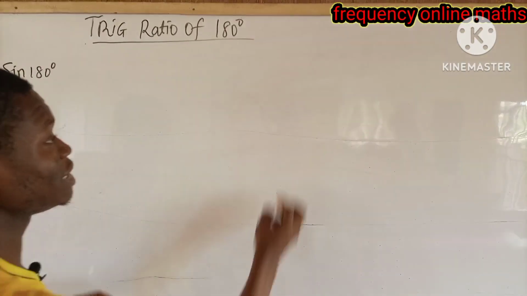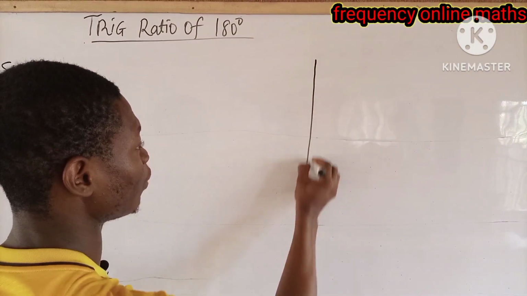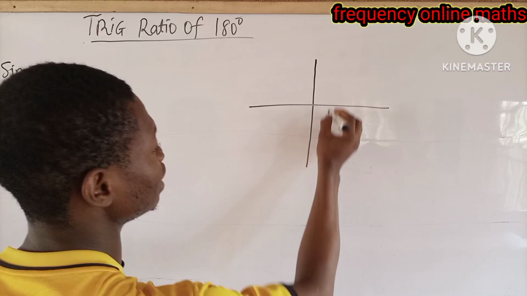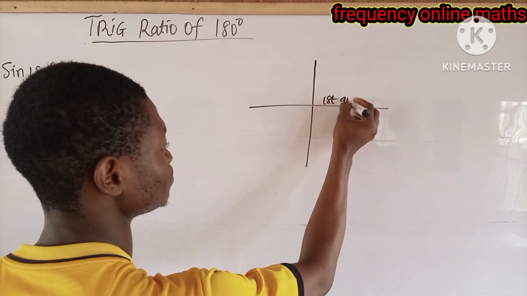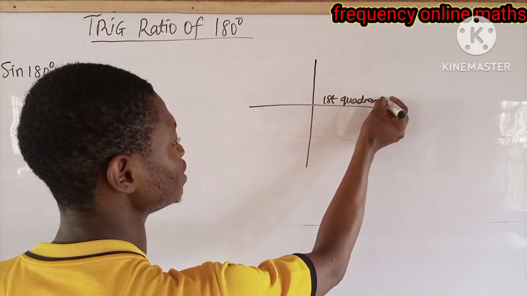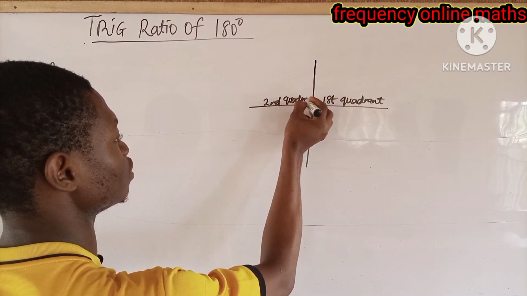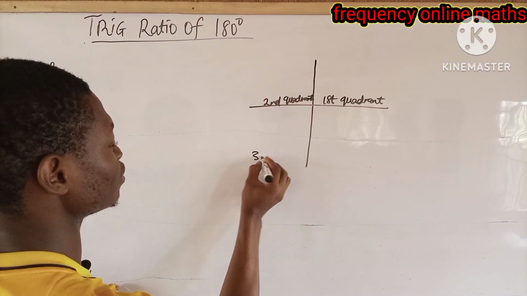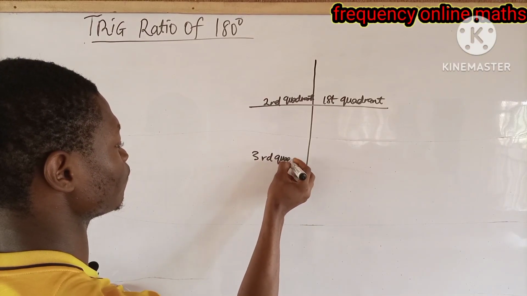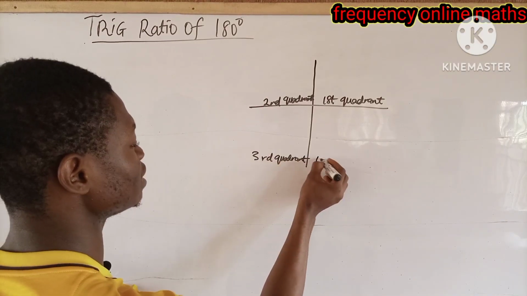To find this sine 180 degrees, we are going to draw our y and x axis. This place is the first quadrant. This place is the second quadrant. This place is the third quadrant. This place is the fourth quadrant.